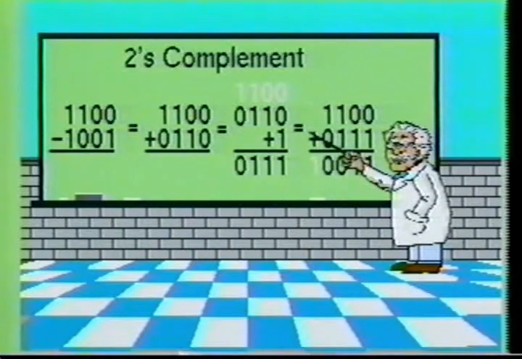2's complement is very similar to the 1's complement in that you must find the complement of the subtrahend, then you add 1 to the complemented subtrahend before it is added to the minuend. The last carry digit is then omitted.